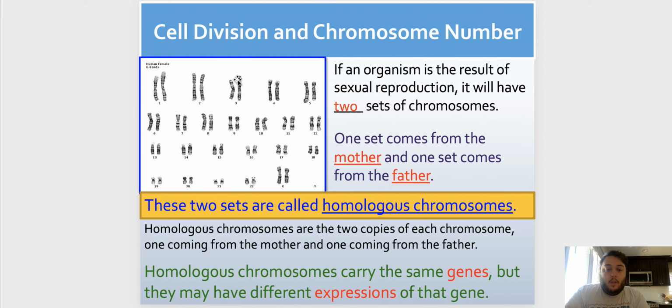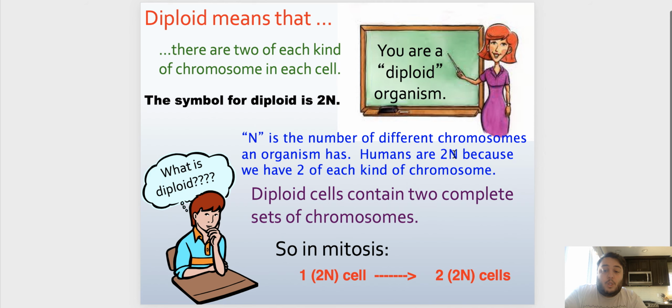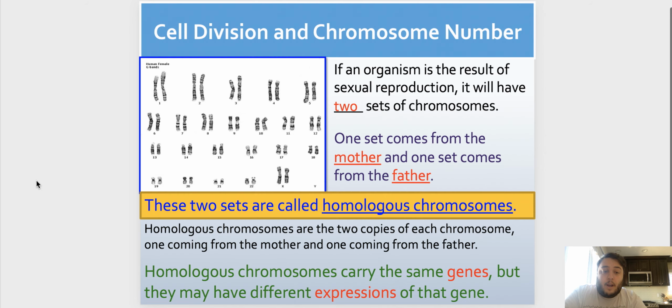1, 2, 3, 4, 5, 6, 7, 8, 9, 10, 11, 12, 13, 14, 15, 16, 17, 18, 19, 20, 21, 22, and then this one is 23. X or Y, right? This one here determines what our sex is, whether we're male or female. There are 23 of them, right? So we take those 23, we multiply by 2, right? Because there are 2 of each, and that gives us our 46 total, right?